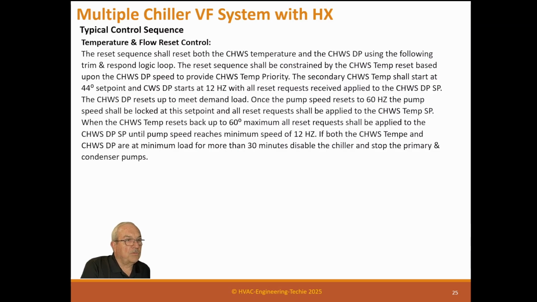The chill water supply temperature resets up to meet the demand load. Once the pump speed reaches 60 hertz, the pump speed should be locked at this point, and all reset requests should be applied to the chill water supply temperature set point. When the chill water supply temperature resets back up to the 60 degree maximum, or 50, whatever it was, all reset requests should be applied to the chill water supply differential set point until pump speed reaches the minimum speed of 12 hertz. If both the chill water supply temperature and chill water supply differential pressure are at minimum load for more than 30 minutes, disable the chiller and start the primary condenser pumps.